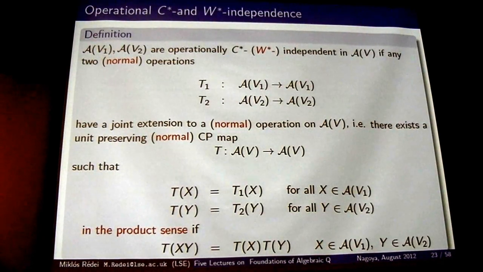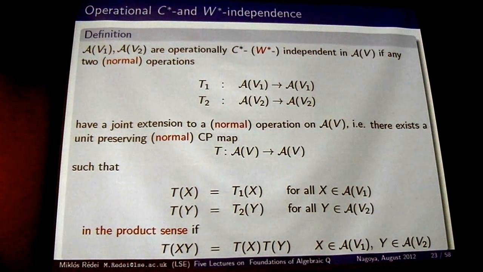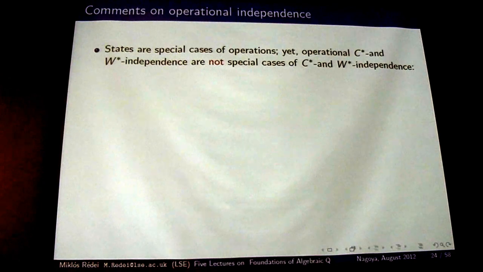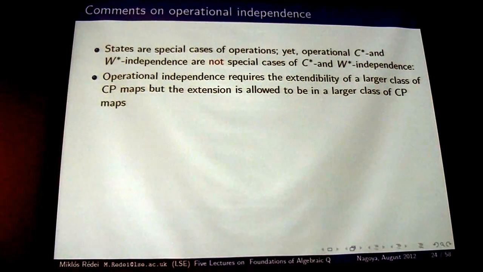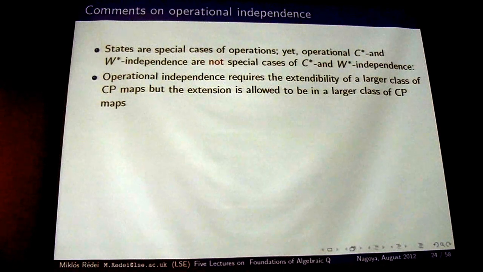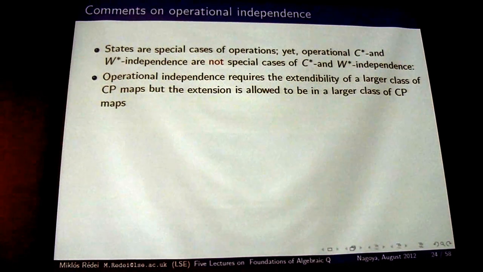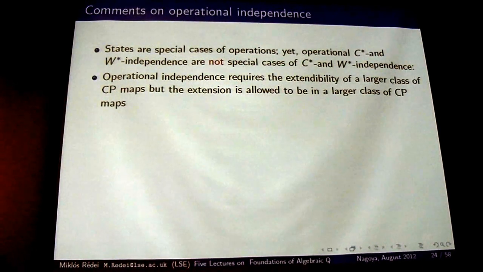But I hope that you find this definition very natural. It's the most natural thing you can think of. It's really annoyingly natural. Anyway, comments. States are special cases of operations, yet operational C star and W star independence are not special cases of C star and W star independence. This is a trivial remark, but it's good to keep in mind. Why? Because operational independence requires extensibility of a larger class of CP maps, not just states, but the extension is allowed to be in a larger class of CP maps too. So there is no a priori relation between the two.